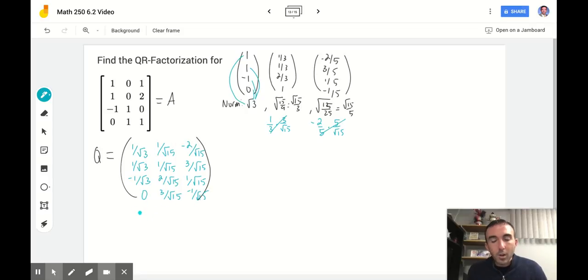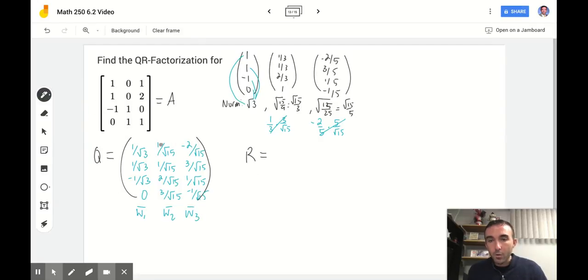Your book uses the notation W1, W2, and W3 to stand for these orthonormal vectors in the set that create matrix Q. So again, each of them has a norm of 1. They're orthogonal to one another, and that's half of the process. The final step is to create the upper triangular matrix R.